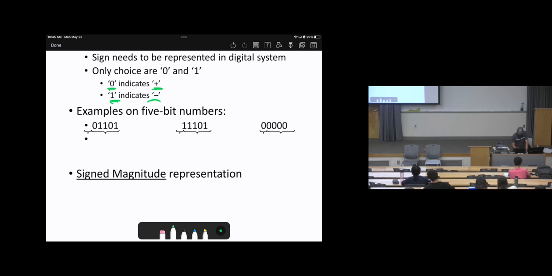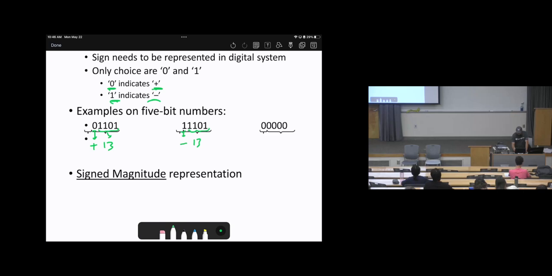01101. Let's take the first 4 bits for the number, and this one is for the sign. So it's going to be positive because of the 0. And 1101, when you convert this to decimal, is 13. So it will be positive 13. On the other hand, look at the other number, 11101, where the sign bit is 1. So the sign is negative. 1101 corresponds to 13, so it will be negative 13.